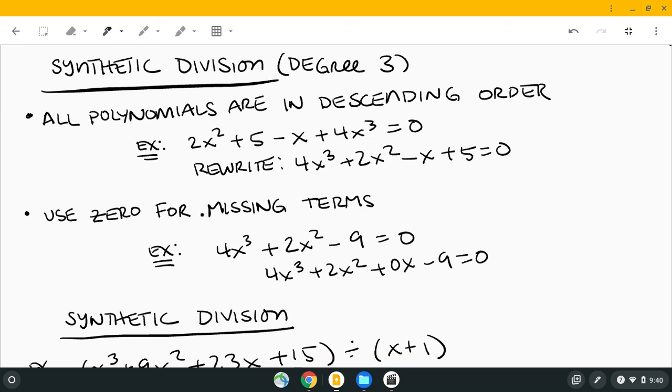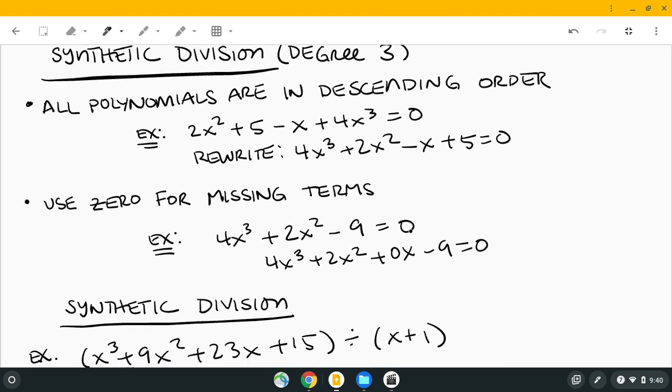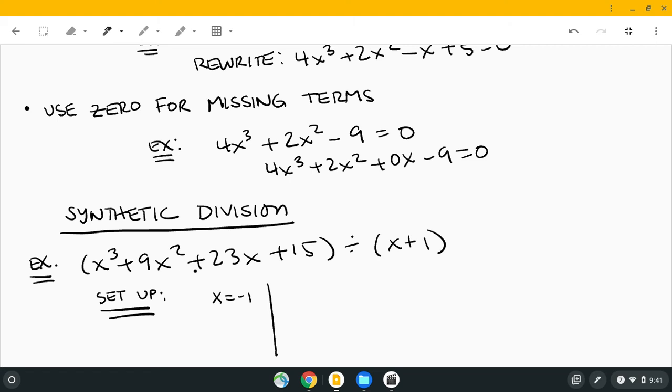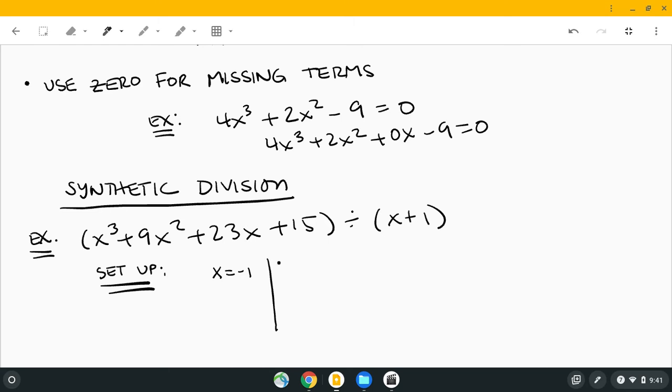Okay, so these are two things you need to check before you start doing the synthetic division. Make sure it's in order, and make sure to use 0, like 0x, for any terms that are missing. If you're missing more than one term, make sure you put 0x, 0x squared for the ones that are missing. Okay, all right, this one here, it's in order. We don't have any missing terms, so we're actually good to go.